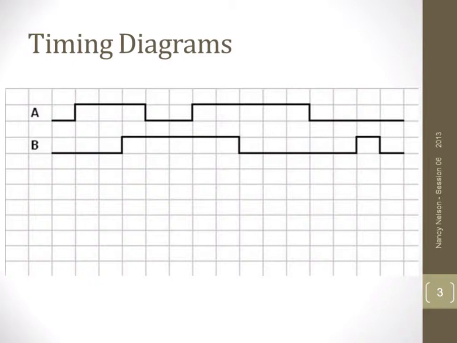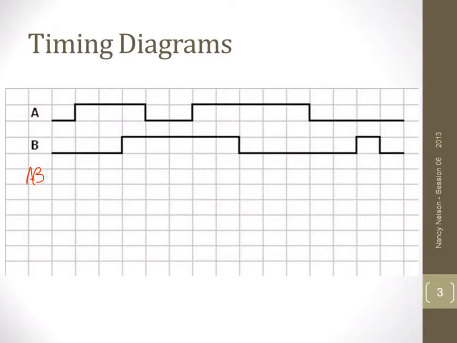Let's look at an AND gate. So we have A and B. We know that an AND gate is going to output a high anytime both inputs are high. So if we look across here, the first time that we have both inputs high is right here. The next time they're both high is over here for these two time periods.